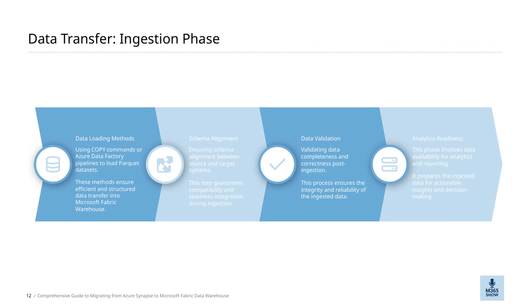Finally, when it comes to actually loading the data into Microsoft Fabric Warehouse, we have efficient methods like using copy commands or Azure Data Factory pipelines. These tools help us transfer Parquet datasets in a structured and efficient manner, ensuring our data is loaded cleanly and quickly for analysis. All these steps are crucial to making sure our data is ready and reliable, supporting the overall goal of delivering timely and trustworthy insights.